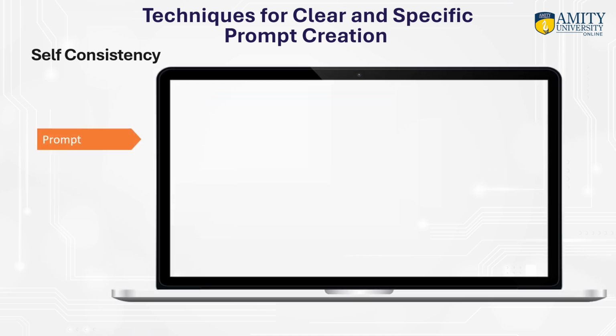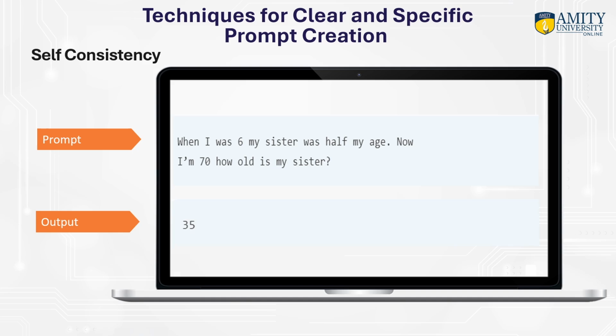Okay, so let's take a prompt like: when I was 6, my sister was half of my age. Now I'm 70. How old is my sister? So when the person was 6, his sister was 3. And now what is this prompt doing? When he was 70, his sister is still 35. This is a wrong answer, right?